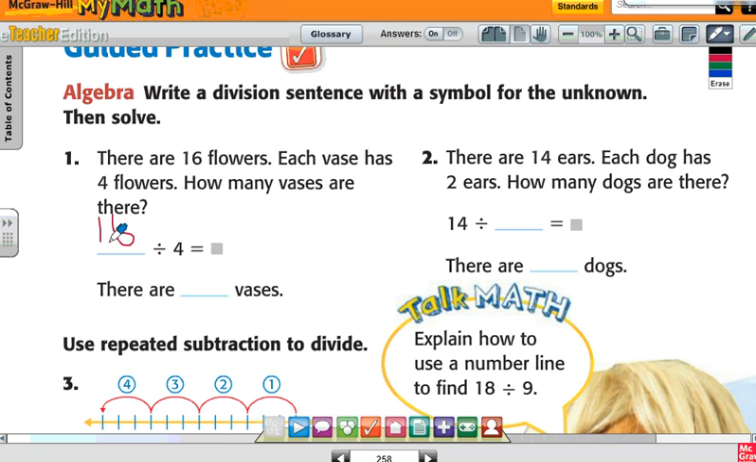Repeated subtraction, right? So let's say, I'll just do it here. 16 minus 4, okay, that's 12. 12 minus 4 is 8. 8 minus 4 is 4. 4 minus 4 is 0. Okay, so how many times did I subtract? 4 times. So how many vases are there? 4 of them.